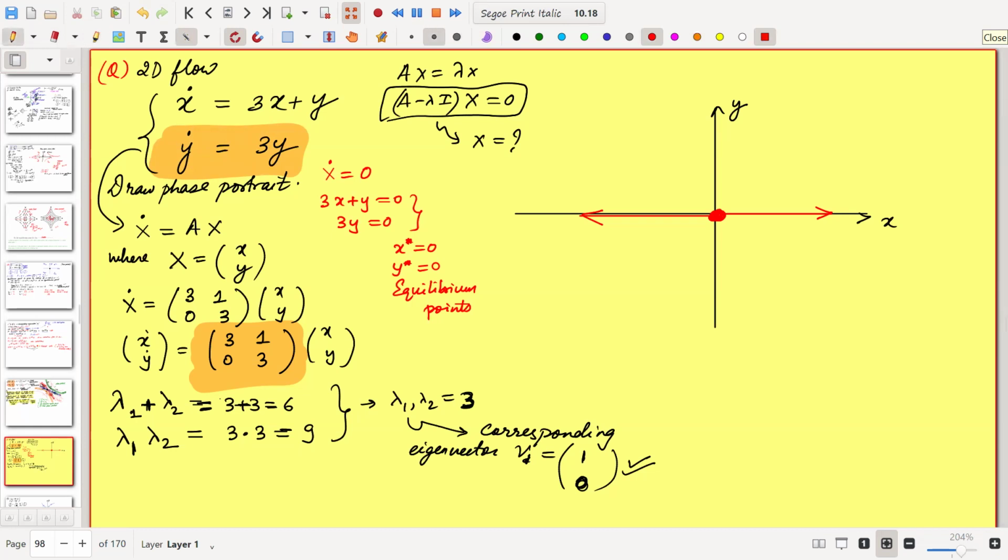Do you remember how to solve y dot equal to 3y? This is class 12th stuff. How do you do it?